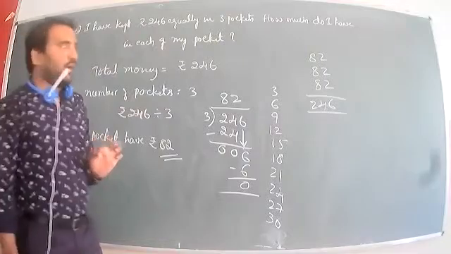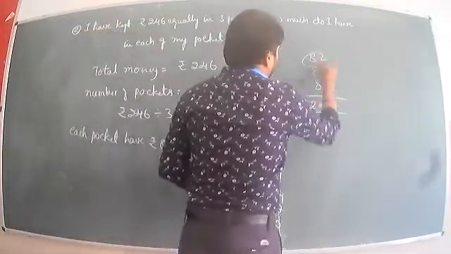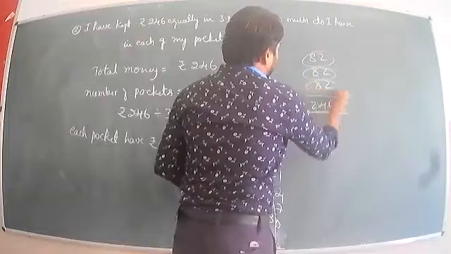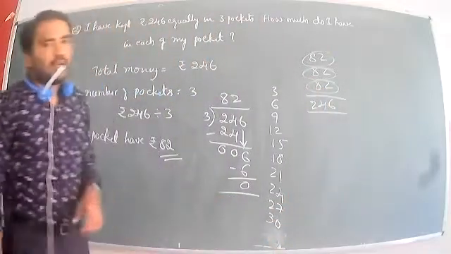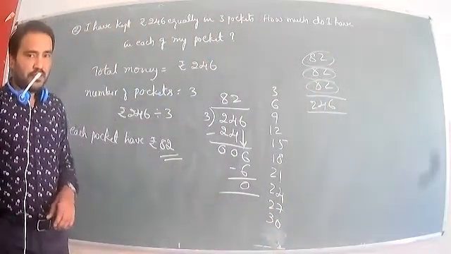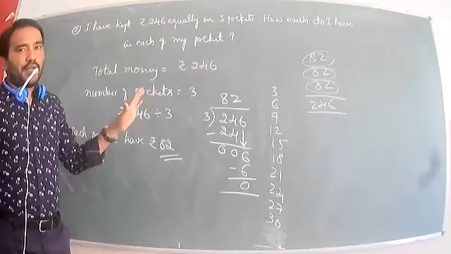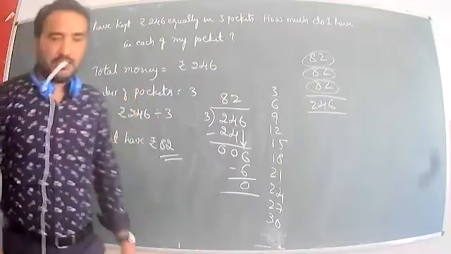So one packet had 82 rupees, another packet had 82 rupees, and another packet 82 rupees. How much is the total? 246 rupees. Okay, so I hope all of you understand the statement sums.